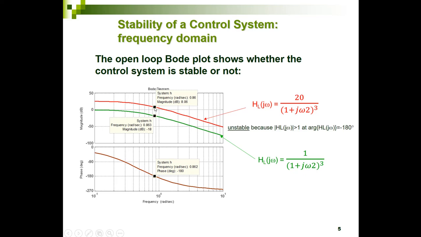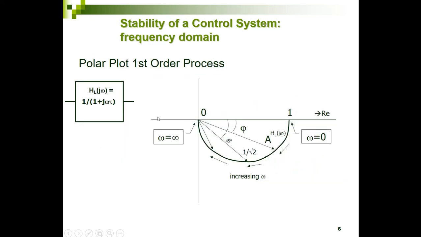So this system is unstable because the amplitude at the point where the phase crosses the minus 180 degrees line is larger than 1, and the green system is stable because here the amplitude is lower than 1. Okay, that's the stability criterion seen from a Bode plot perspective.